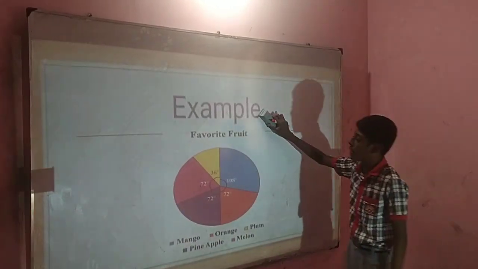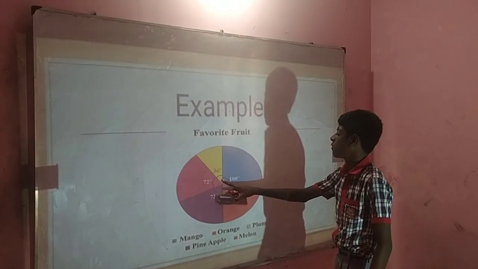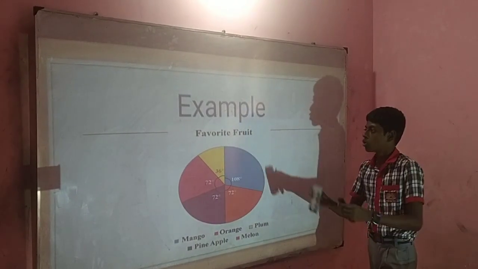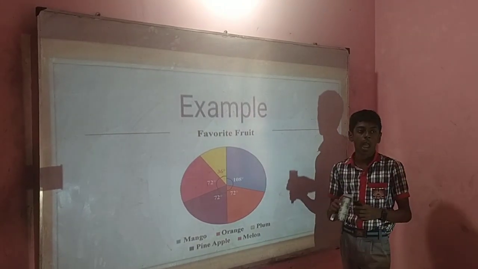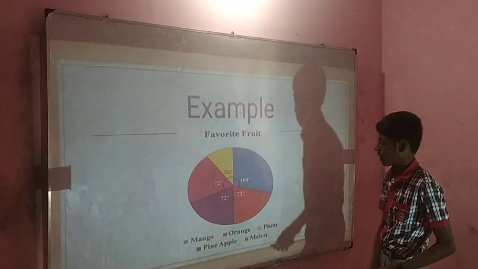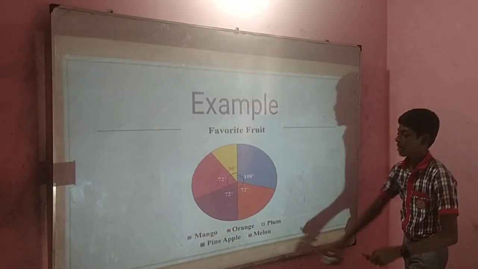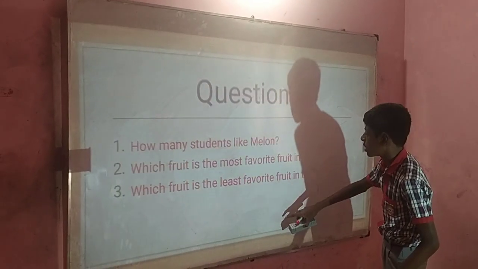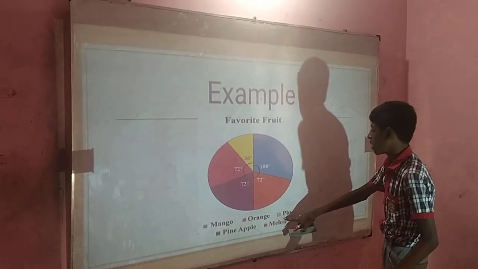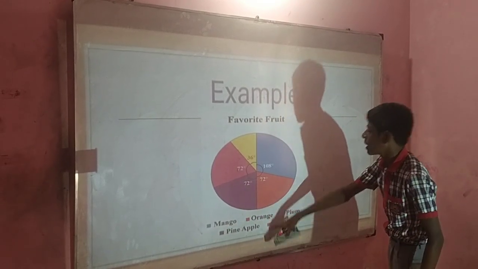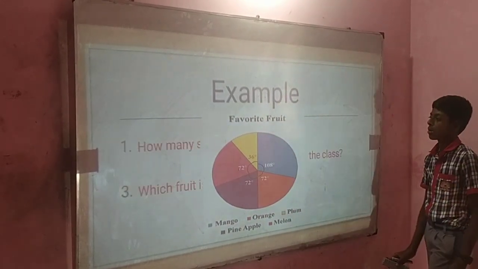So this is an example of a pie chart. There are 36 degrees, 108 degrees, 72 degrees, 72 degrees and 72 degrees. The total number of degrees in the pie chart is 360 degrees since it is a circle. So this blue color represents mango, orange color represents orange, yellow color represents plum, violet color represents pineapple, and pink color represents melon here.